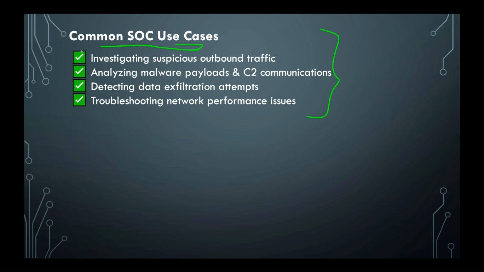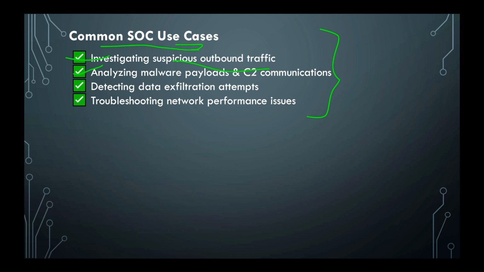Number one, investigating suspicious outbound traffic. Let's say you receive an alert about suspicious outbound traffic from an internal machine to an unknown external IP. Using Wireshark, you can capture the network traffic coming from the machine, filter the traffic by source IP address, examine the communication, and spot data exfiltration or command and control traffic.